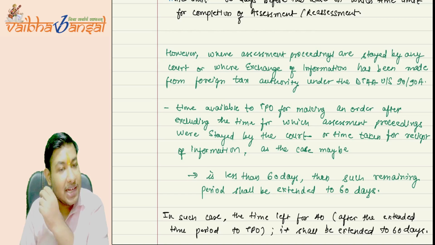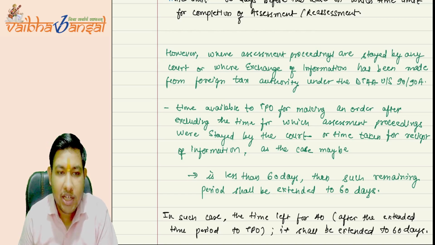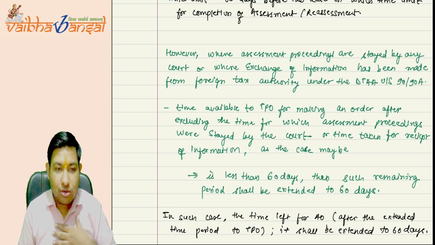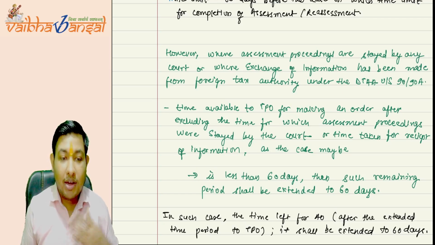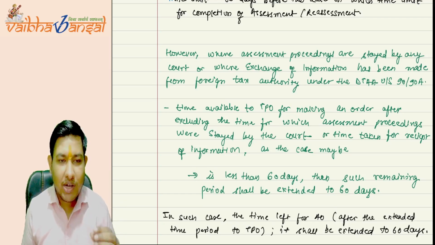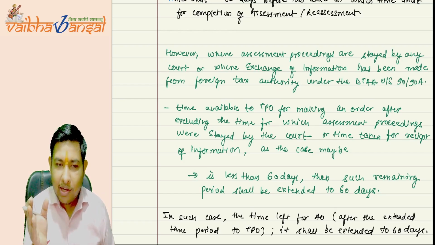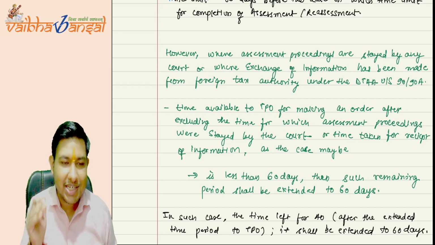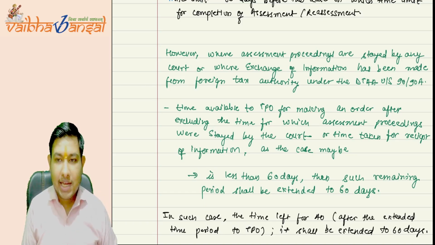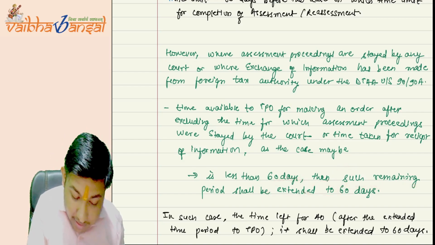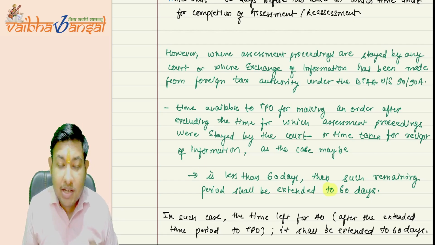So whenever the TPO gets the information and, after considering it, passes his order, the AO will not be having 60 days. He will be left with fewer days than 60 to complete his assessment. If that is the case, then the remaining period shall be extended to 60 days, not an extra 60 days, but to 60 days.